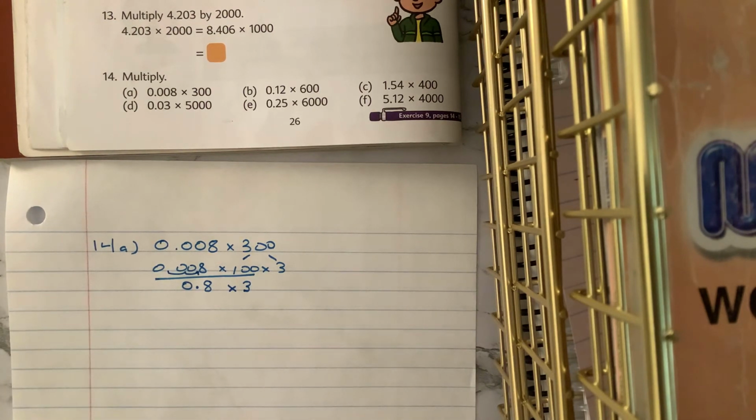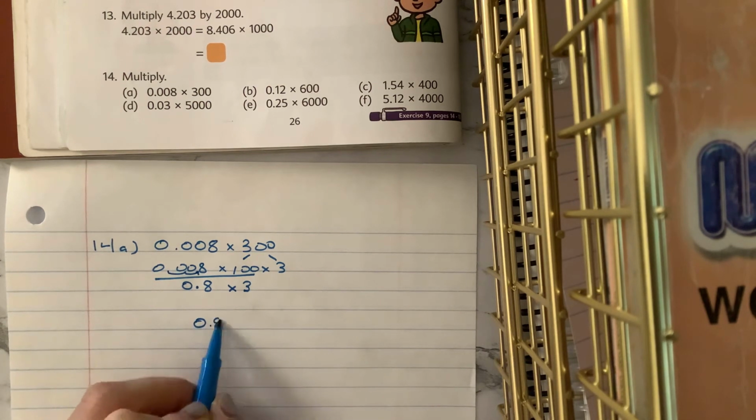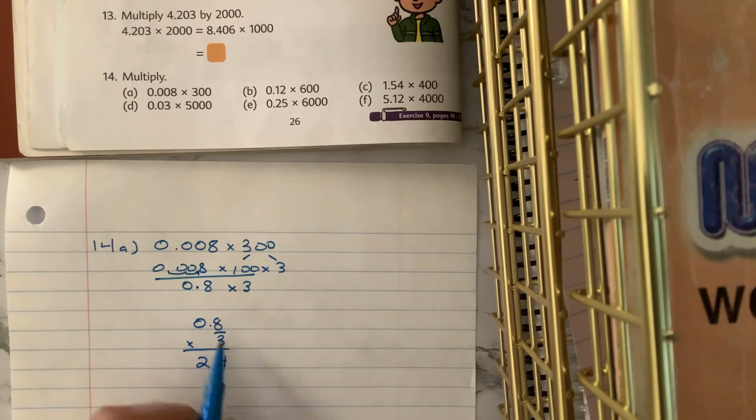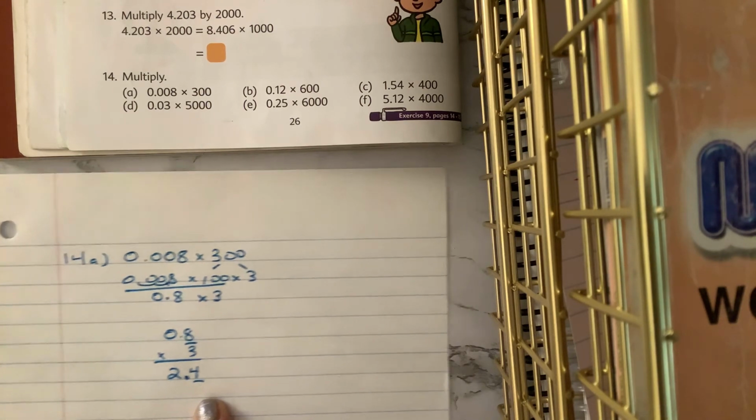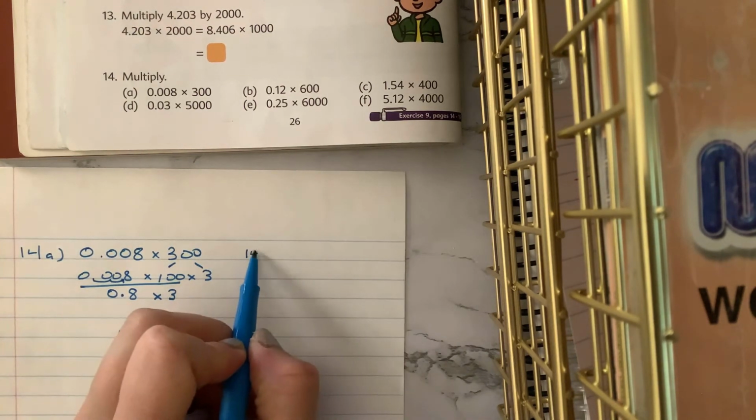Again, maybe this is something that you are able to do in your head. Great. And if not, we know how to do the vertical multiplication. 8 times 3 is 24. I see 1 decimal place in the problem, so I need to see 1 decimal place in my answer.